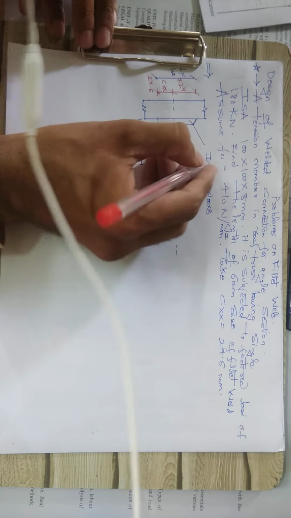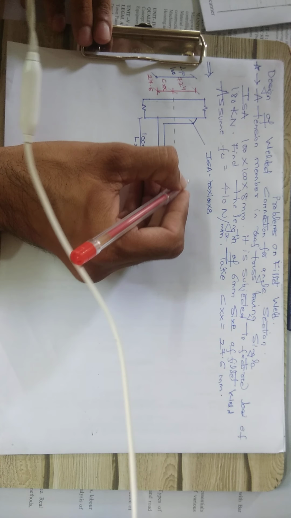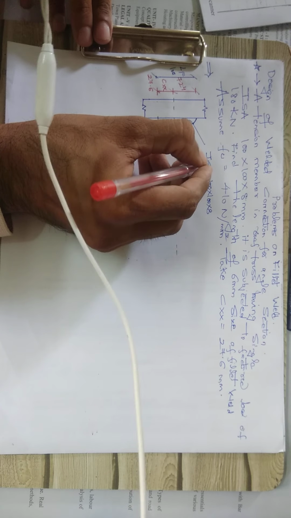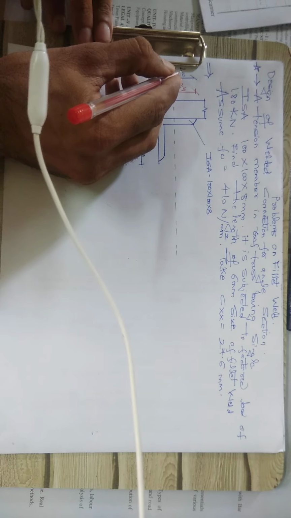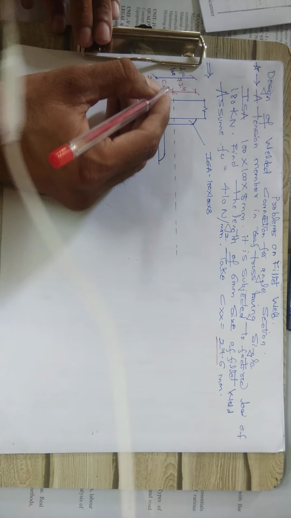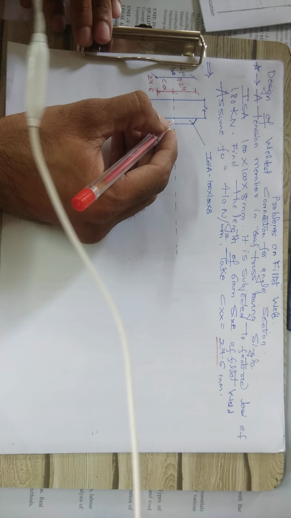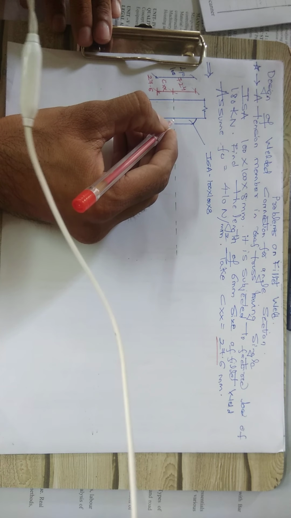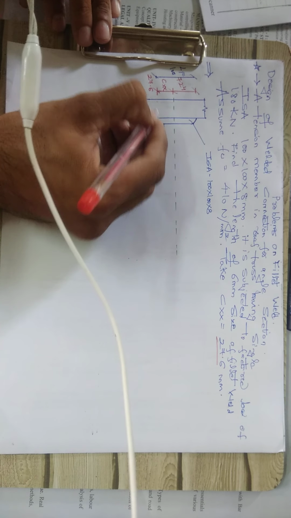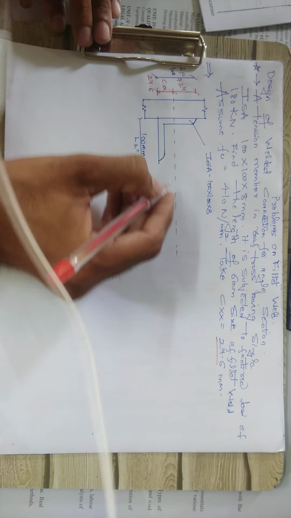How have we calculated it? We just subtracted: L1 is 100, minus 27.6 which has been given in the question, so the remaining distance is 72.4. That means the distance of the angle section from the center of gravity to the top is 72.4 and to the bottom is 27.6.